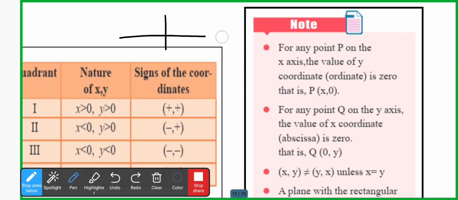If there's a point on the x-axis, it is (x, 0). Its y coordinate would always be 0, and the x coordinate will exist; it can be positive or negative. Likewise, when we talk about a point on the y-axis, its x coordinate would always be 0 and the y coordinate will be something, it can be positive or negative depending on its position.